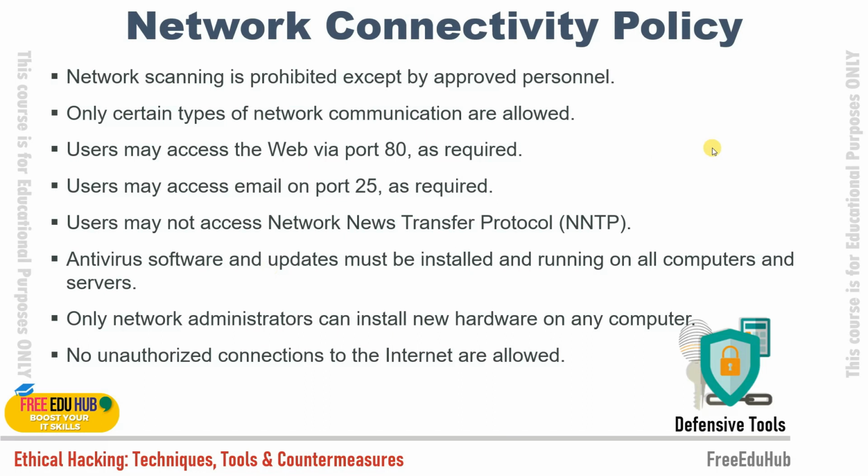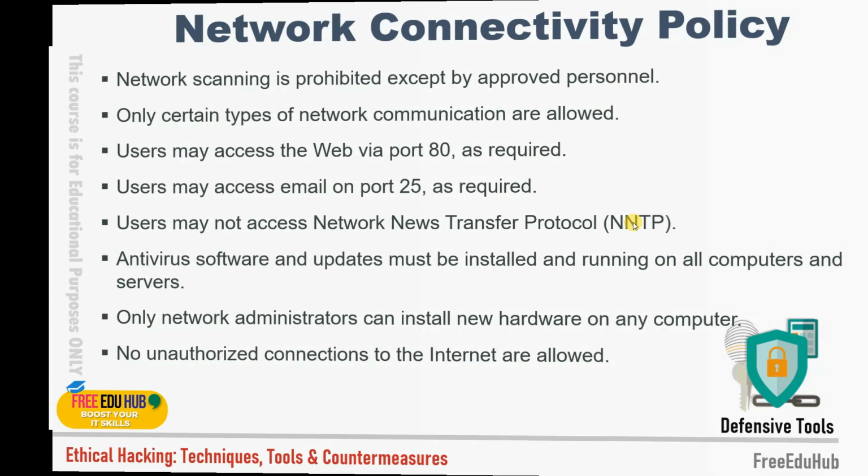It shapes how the communication will take place within the network. Now, network scanning is prohibited except by approved personnel, so you'll stop all ping and other activities. Only certain types of network communication will be allowed. Users will access the web via port 80 only, and users may access email on port 25. So you'll have to define these policies on your firewall. Users may not access network news or network file transfer protocols, etc. Antivirus software must be installed, updated, and running on all the computers on the network. Only network administrators can install new hardware or software on the computers, and no unauthorized connections to the internet will be allowed.